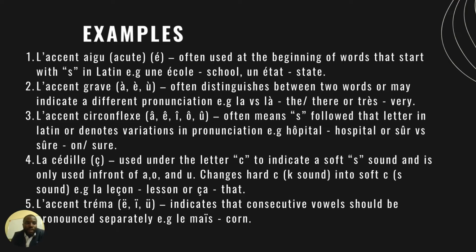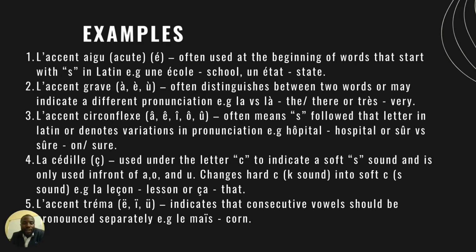Examples. There are 5 types of accents in the French language. We have the first one, l'accent aigu, the acute one, which is, for example, that é between brackets, often used at the beginning of words that start with an S in the Latin language. For example, if you say une école, it means a school. It starts with an S in English. Une école is a school.